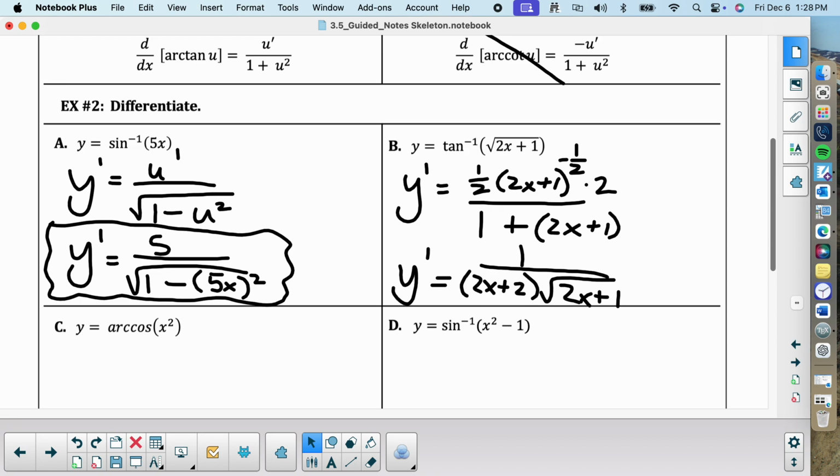Would we have to factor that out on a test? No. Your goal is to simplify as much as you can and make it as clean as you can. Whether that 2 gets factored out isn't going to make it simpler, it's just a different version of the answer. So your goal is generally always just to simplify it as much as you can.